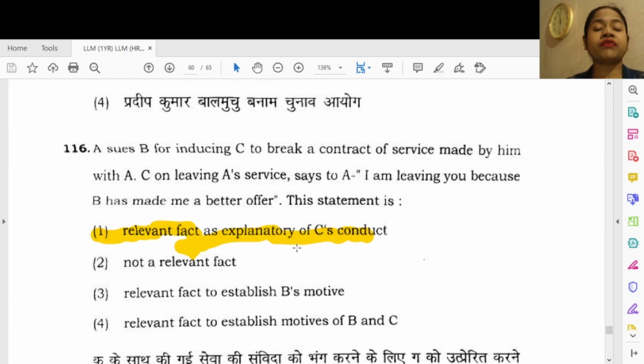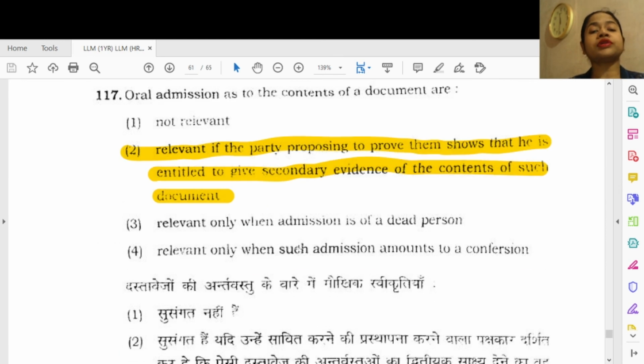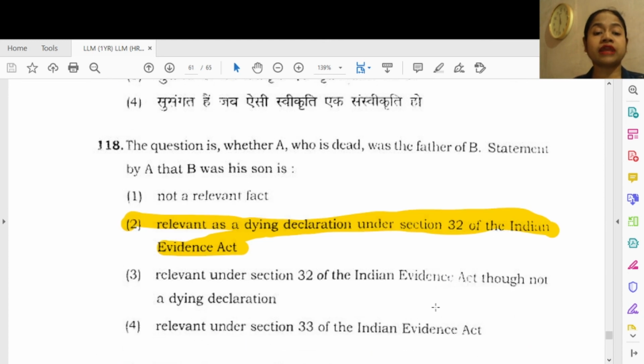116, A sues B for inducing C to break a contract of service made by him with A. C, on leaving A's service, says to A, I am leaving you because B has made me a better offer. So this statement is option number 1, a relevant fact as explanatory of C's conduct. 117, oral admission as to the contents of a document, this is option number 2, relevant if the party proposing to prove them shows that he is entitled to give secondary evidence of the contents of such document. So only in those cases are oral admissions as to the contents of documents admissible.